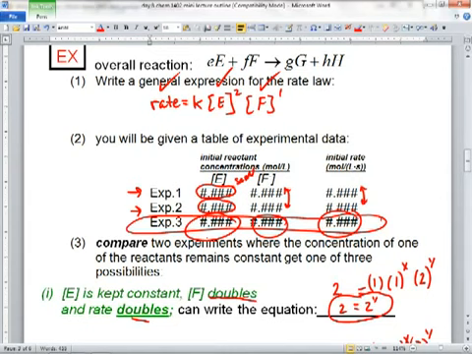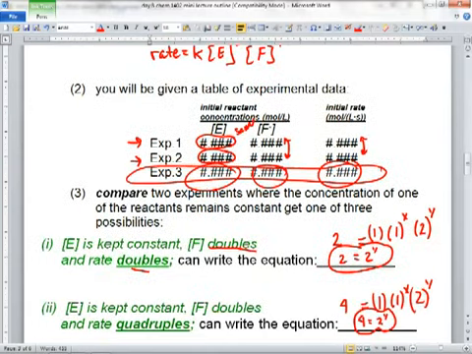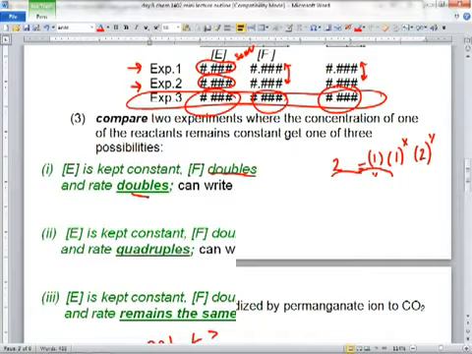Okay? Just make sure you know, with your concentrations of your reactants, raise them to the right power. Otherwise, you're going to mess up. Okay? But first, you got to figure out what those powers are. Then you can figure out what K is.